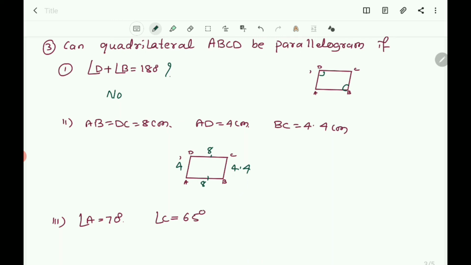It cannot be a parallelogram. So here also you write it cannot be a parallelogram. The second case also you write it cannot be.